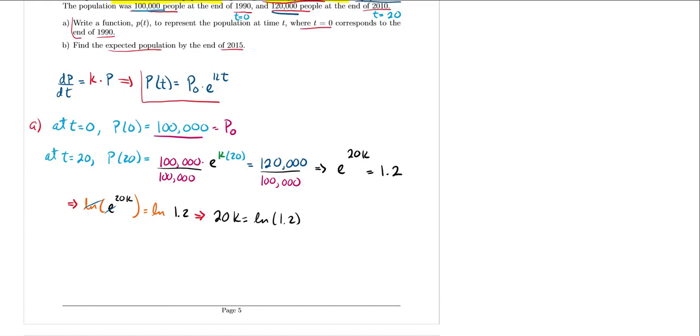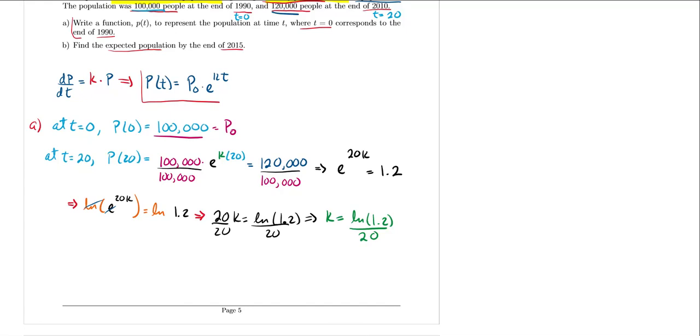Dividing by 20 gives us the k value is equal to the ln of 1.2 over 20. Now putting this into my calculator gives me approximately, well, you know what guys, I'm going to leave the k value like this because I don't want to be dealing with decimals that I need to carry over. I'm going to put this in color green. So this is our k value.